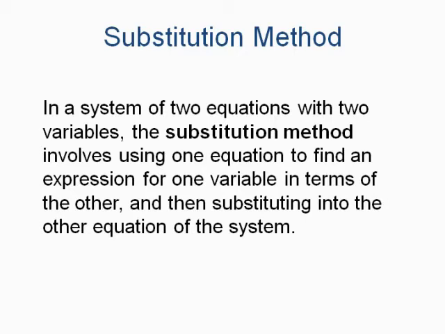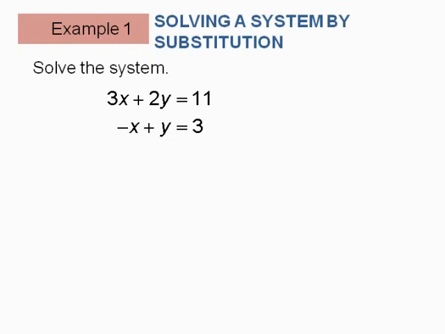solving systems of equations. The first we're going to talk about, and it's not my personal favorite, but I'll show you anyway because sometimes it's easier to use, is called the substitution method. In a system of two equations with two variables, the substitution method involves using one equation to find an expression for one variable in terms of the other, and then substituting into the other equation of the system.